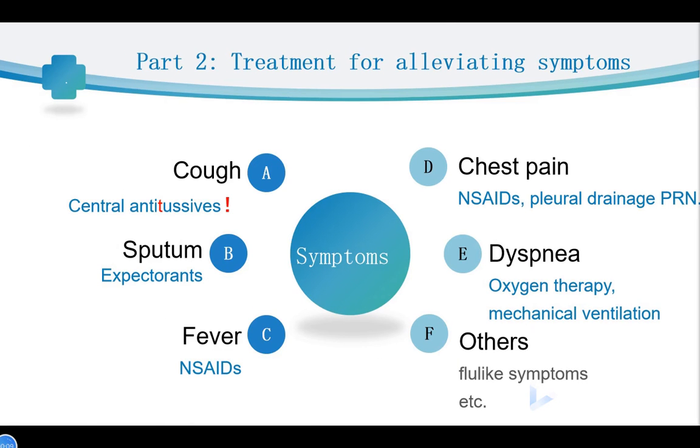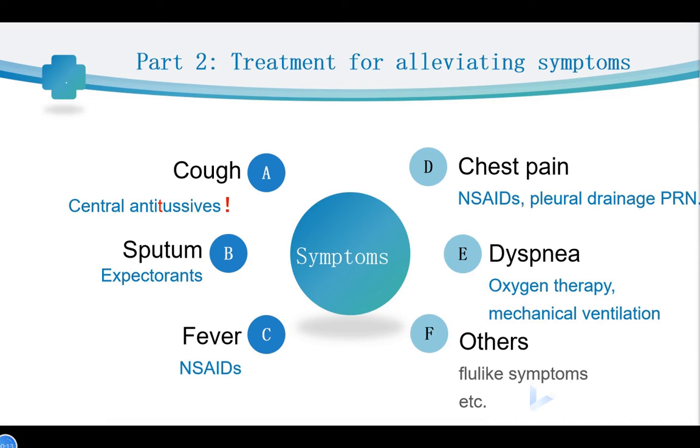Part 2, treatment for the symptoms. We know that pneumonia patients usually get cough, sputum, and fever. Sometimes we'll get chest pain, dyspnea, and other symptoms. For the cough, we need to consider the necessity of central antitussives seriously.